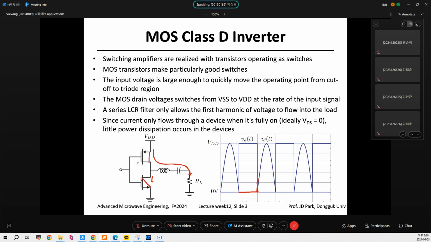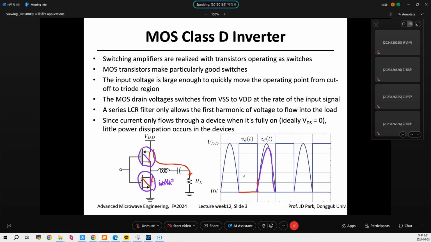So once this is switched on as before, switched on and switched off, then we started to discharge. Okay, so as can be seen in this VD and ID graph, there is no power consumption caused by those devices, because in order for this device to consume power, ID multiplied by VD has to be some value.